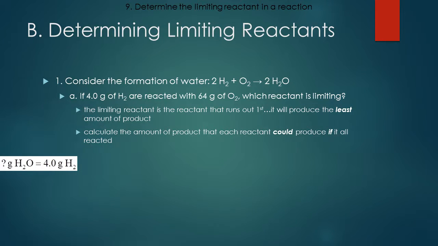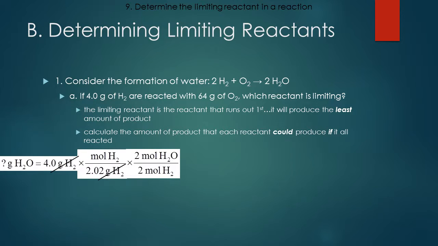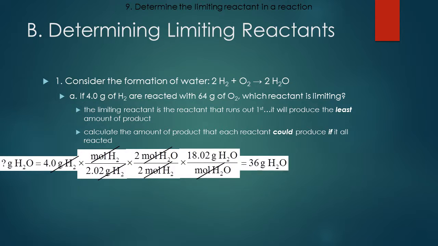So this is just a gram, mole, mole, gram problem. Converting from my mass of hydrogen to moles using the molar mass, 2.02 grams per mole. Then I want to use the mole ratio. Notice I have 2 moles of hydrogen for every 2 moles of water, so my moles of hydrogen cancel. Now I need to use the molar mass of water. Every mole of water has a mass of 18.02 grams, and this gives me 36 grams of water. Now what did I just learn?